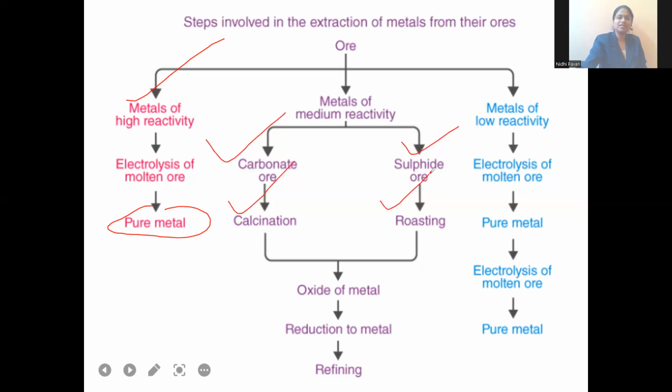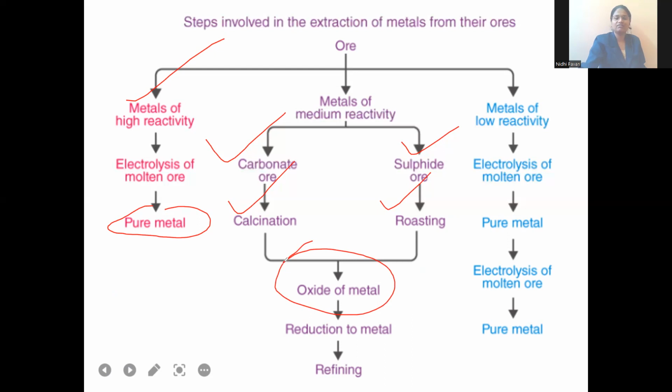So when the metals have undergone calcination and roasting, after that they will be converted into oxide of a metal like magnesium oxide, iron oxide, like that. But we want only metal.